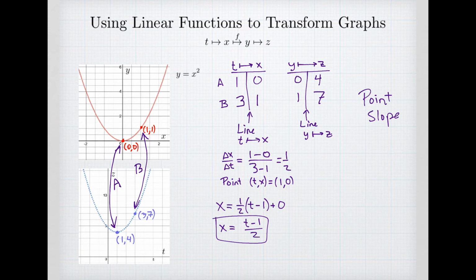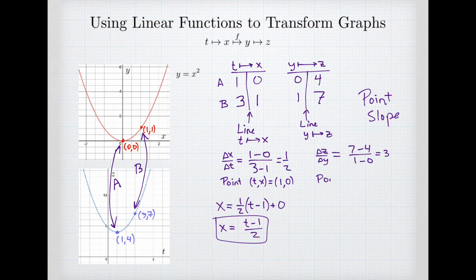For my second data, my output is z, my input is y. So it's my change in z over the change in y. And let's see what we have. My z changes 7 minus 4. And my y changes 1 minus 0. So the slope of this second line will be 3.